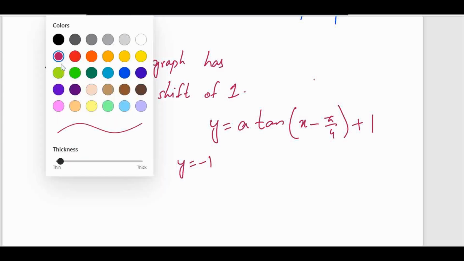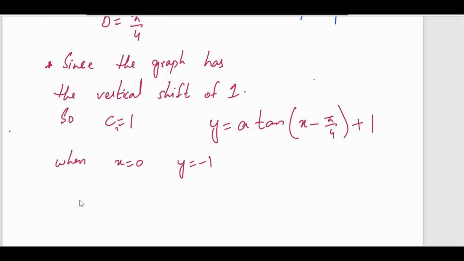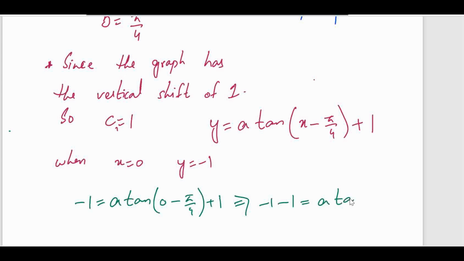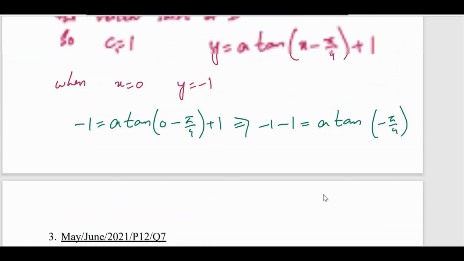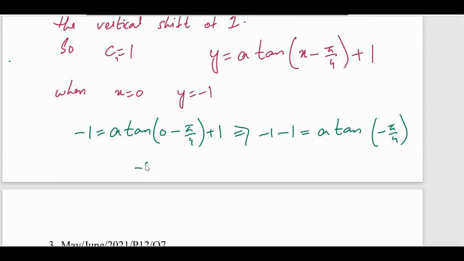So this will be: minus 1 equals a tan of (0 minus pi by 4) plus 1. If we shift it to the other side, this will be minus 1 equals a tan of minus pi by 4. Now if we simplify it, this will be minus 2 equals a.